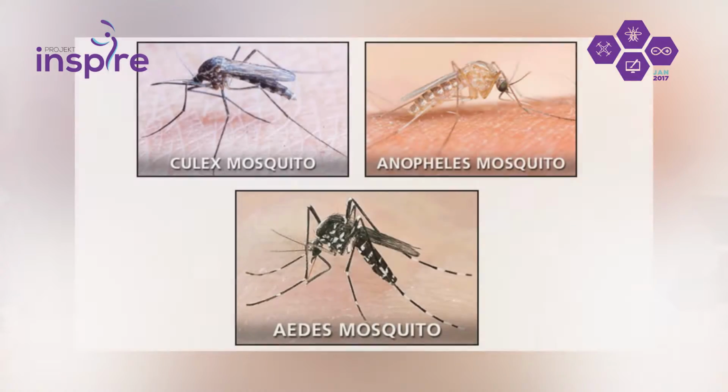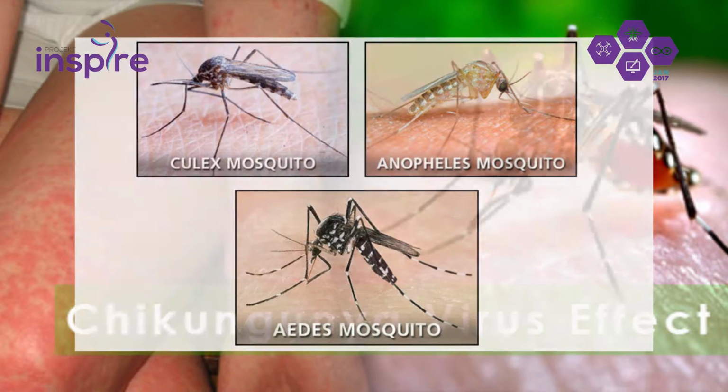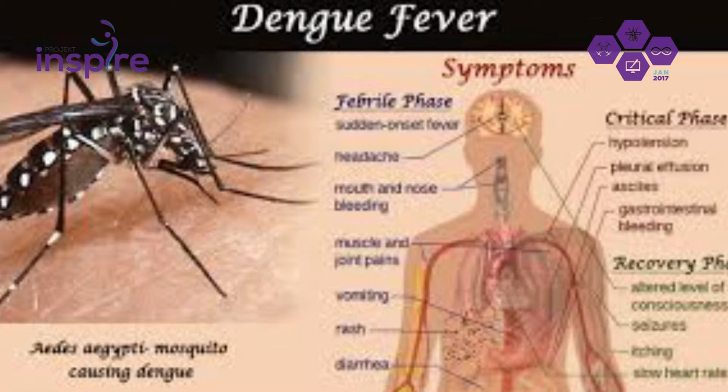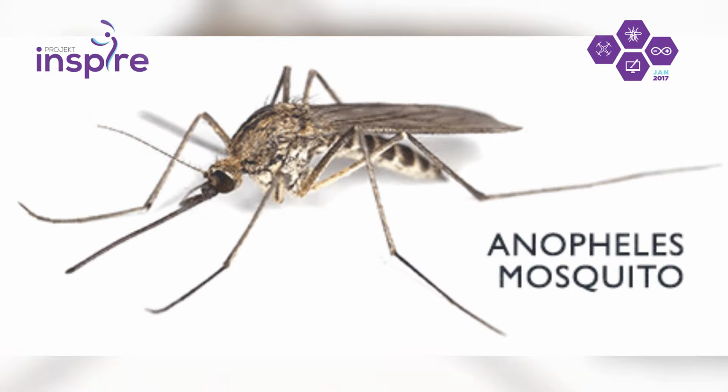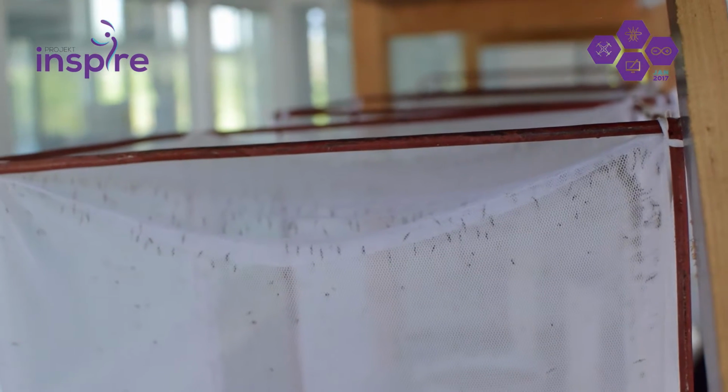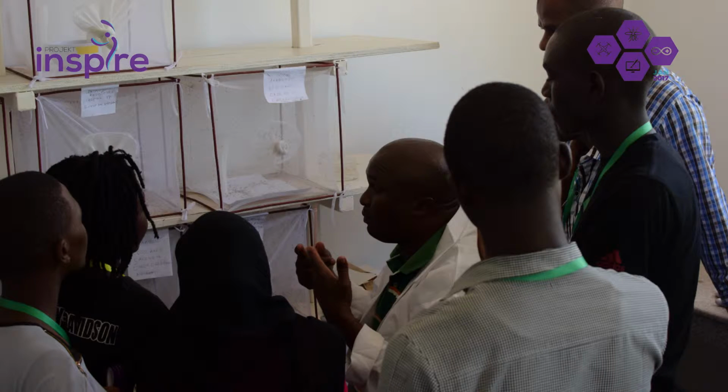In Ifakara, we saw the differences between Aedes mosquitoes that transmit arboviruses such as chikungunya, dengue, and yellow fever and whatnot, and Anopheles mosquitoes that transmit malaria and, to a small extent, filariasis.